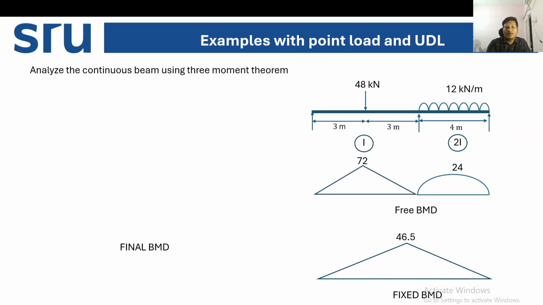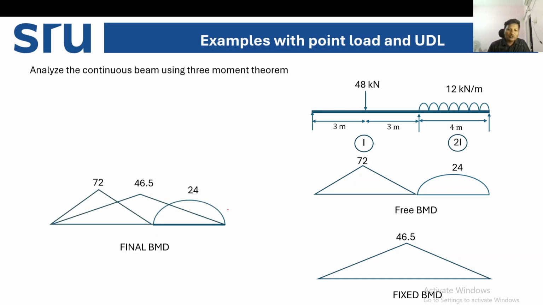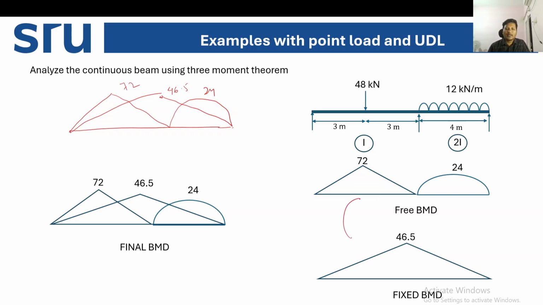So how to draw the final bending moment diagram? We have to superimpose these two diagrams. First we have drawn the free bending moment diagram. Okay, this is 72. This is 24. Then here it is 0, here it is 46.5, and here it is 0. We can superimpose this bending moment diagram on the free bending moment diagram. Whatever initially was positive, this is negative, this is positive. So this is your final bending moment diagram.